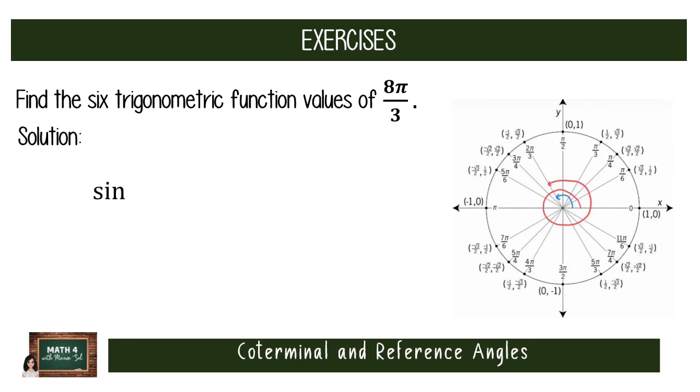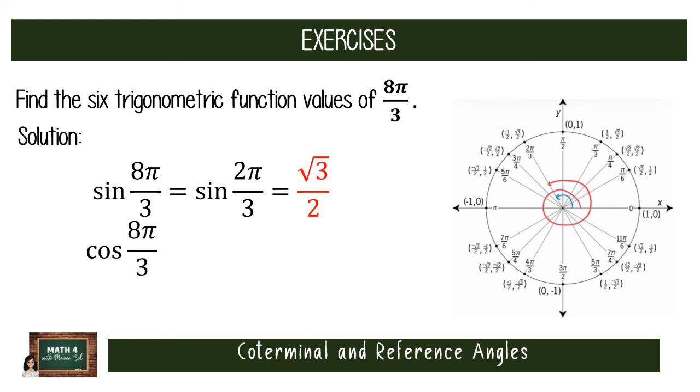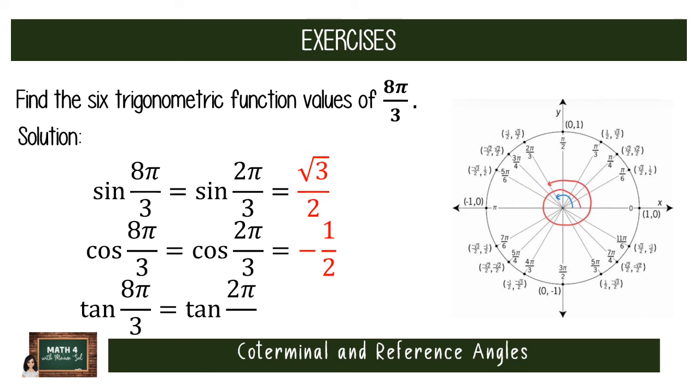So we have sine of 8 pi over 3, which is equal to sine of 2 pi over 3, and that is equal to the square root of 3 over 2. We also have the cosine of 8 pi over 3, which is equal to cosine of 2 pi over 3, and that's equal to -1/2. We also have tangent of 8 pi over 3, that is equal to tangent of 2 pi over 3, and that's equal to negative square root of 3.